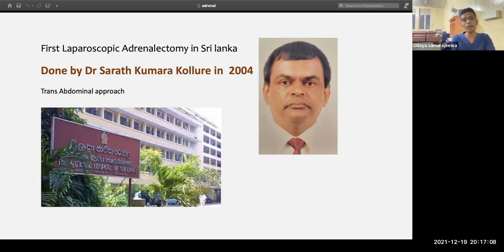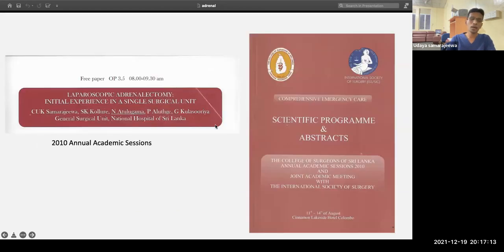So I, as a senior registrar and a registrar to him at that time, collected all the data of the adrenalectomies performed in our unit. Then we presented the first paper as a free paper in the 2010 annual academic sessions, which was authored by myself. At that time, our registrar was Dr. Niroshan Atlugam, who is now currently an oncosurgeon in the Provincial General Hospital, Badulla.